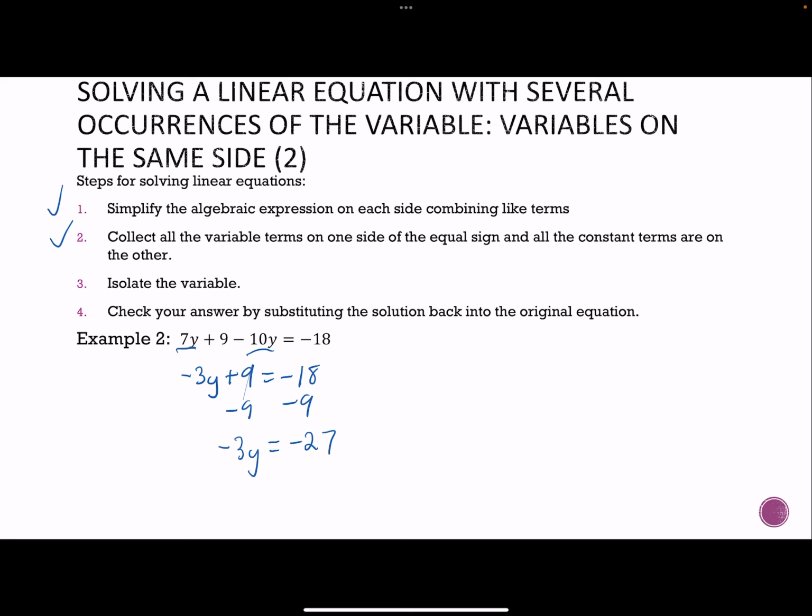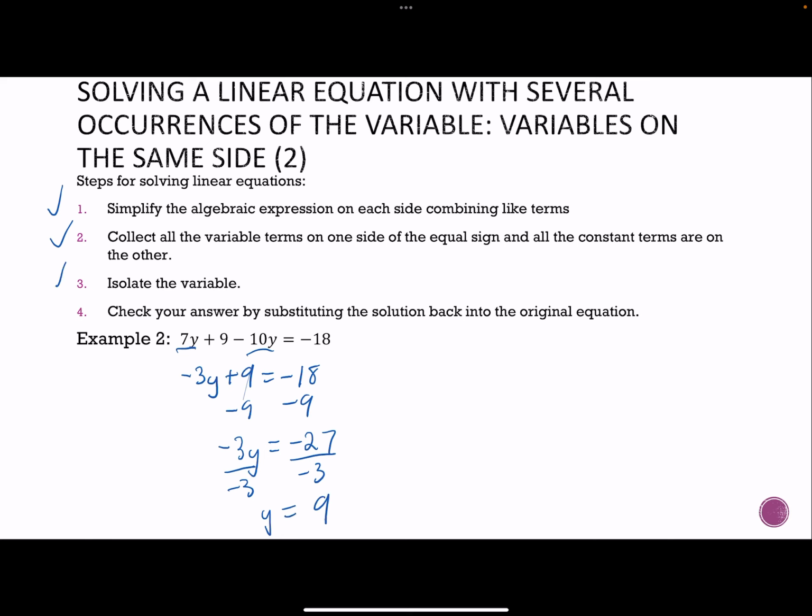Step 2 done. Step 3, we need to isolate our variable. I'm going to do this by dividing both sides by my coefficient on y. That would be my negative 3. Negative 27 divided by negative 3, that's two negatives which make a positive. So y equals 9 is our final answer.